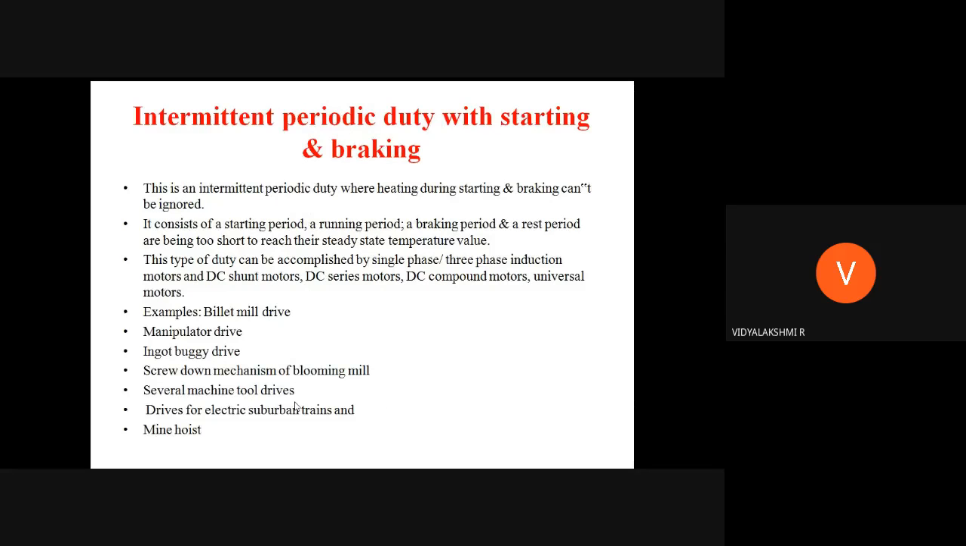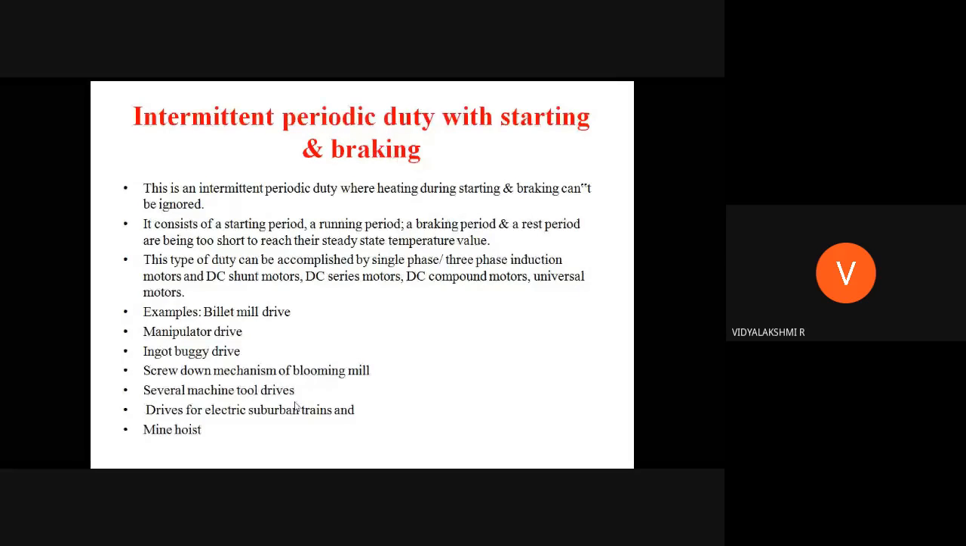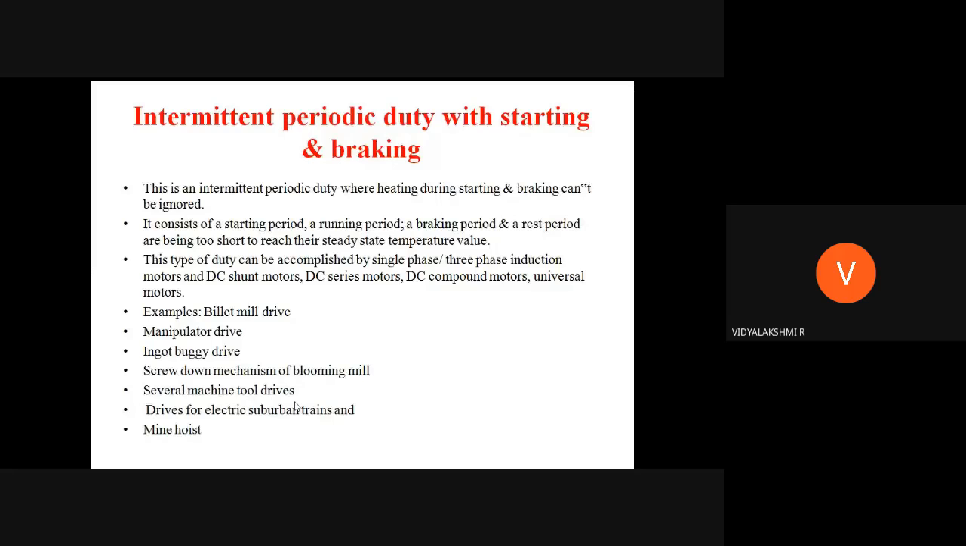The next one, intermediate periodic duty with starting and braking. Here I have drawn the graph in A4 sheet. Here you have to consider the starting, stopping, running and then braking. Up to braking, my temperature rise will be increasing. After that, once it reaches the rest position, then only my cooling curve takes place. Again, it will be increasing. Here, please note it down. We have to consider my starting, running and braking. Up to braking, my temperature graph will keep on increasing. Once it comes to the rest position, then only my cooling curve will take place.